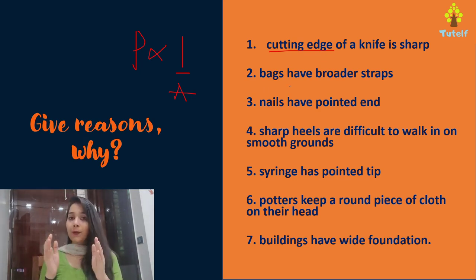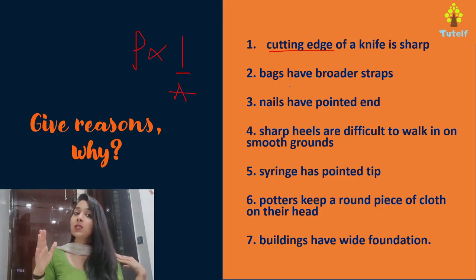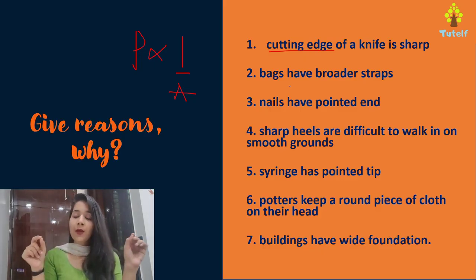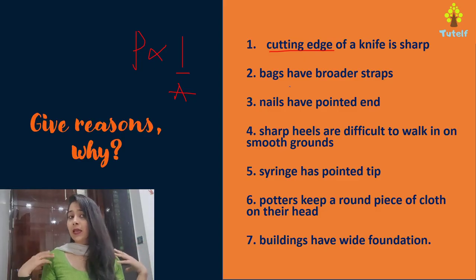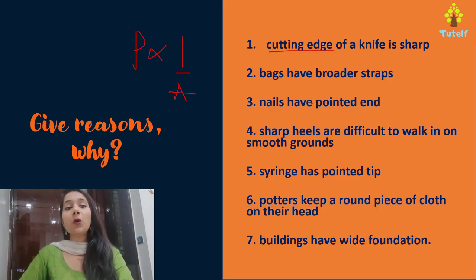So a broader strap would give much greater area, and since pressure is inversely proportional to area, more area means less pressure. So you will have much less pressure on your shoulders as compared to bags which have a very thin strap. That's why, if you would have seen, there were a few bags with a very slim, very narrow strap, and in those bags you used to have a strap mark here, right?